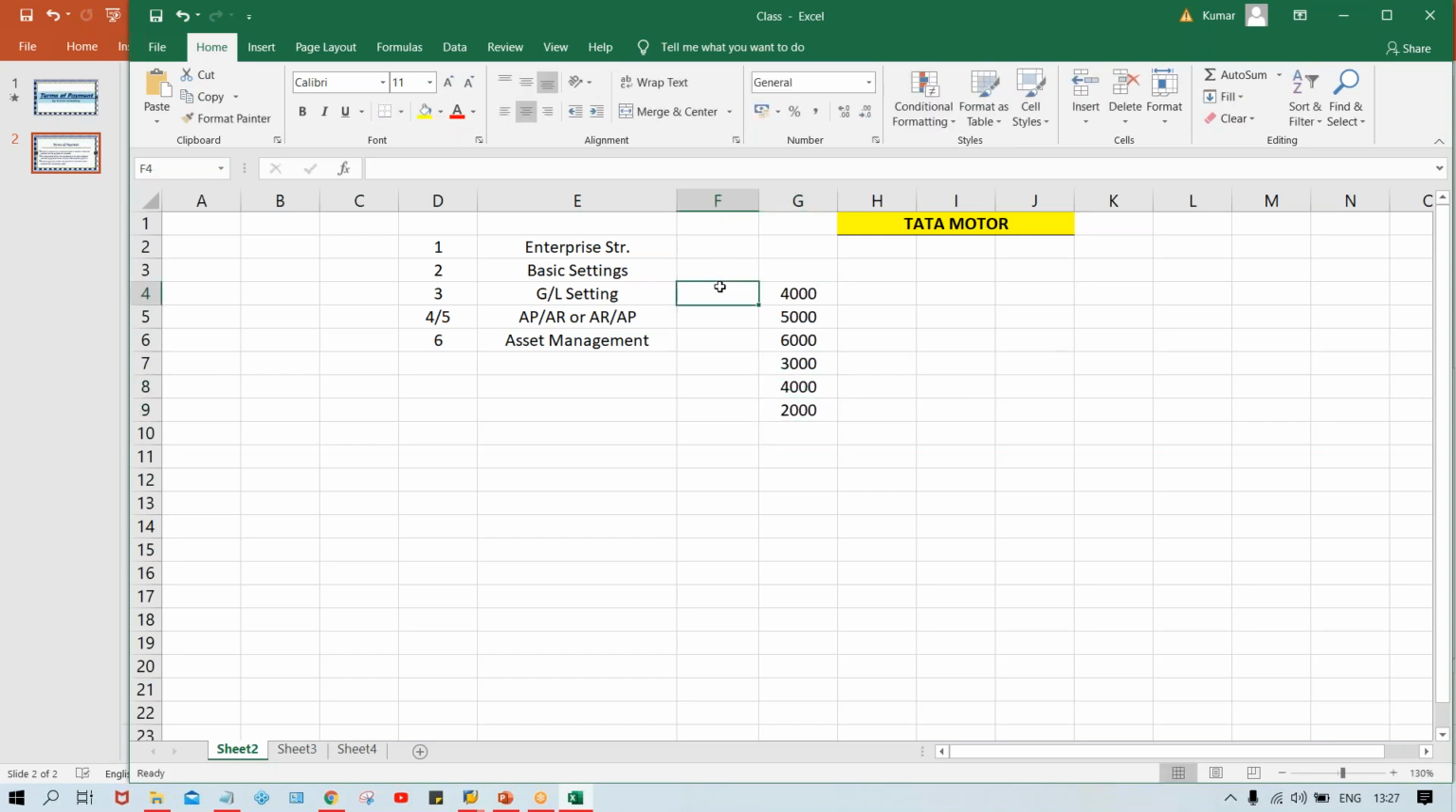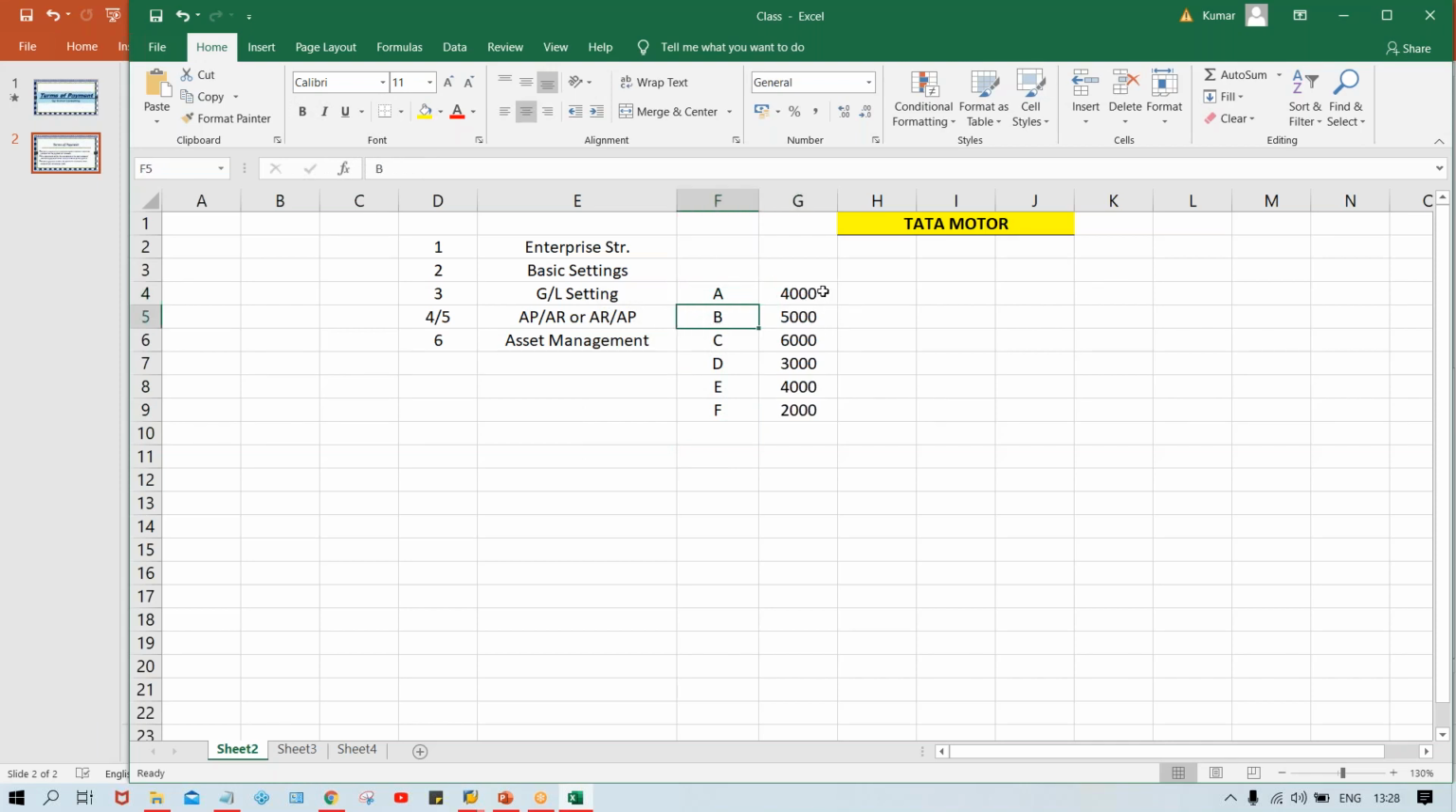Multiple invoices we have posted, and different vendors are there. Okay, these are the vendors. So this is the vendor, and against these vendors multiple invoices are posted. Let's suppose this invoice I have posted against this vendor, this invoice I have posted against this vendor.